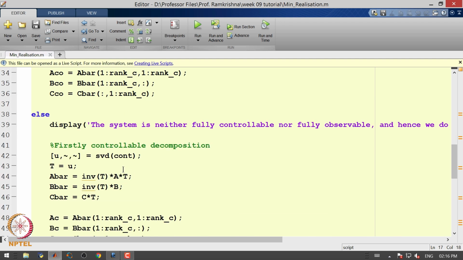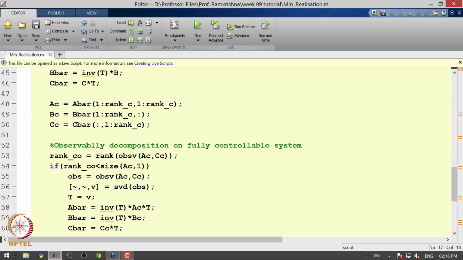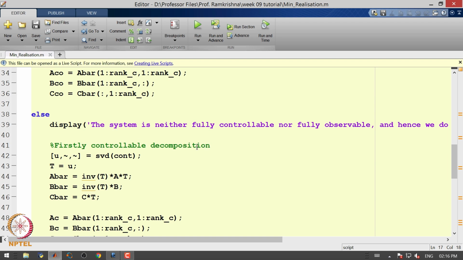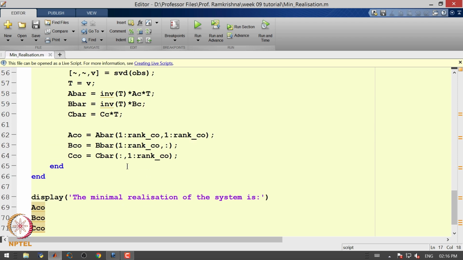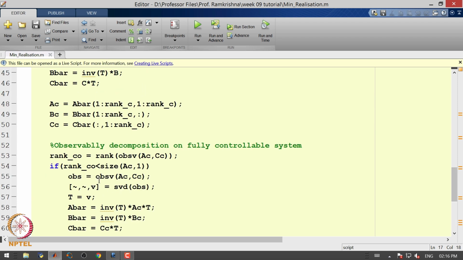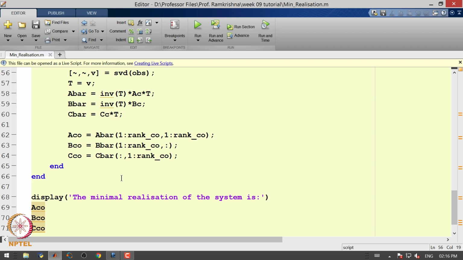But our case is the third case where it is not fully observable and not fully controllable. In this case, we will first take the controllable decomposition and transform it into a controllable form. We will take the controllability part and then take an observable decomposition on the fully controllable system. So, this is what we do, and if the rank is less than the full rank, then again we find the observability matrix, take the SVD of the observability matrix and then transform as follows. So, this code will run the whole thing.